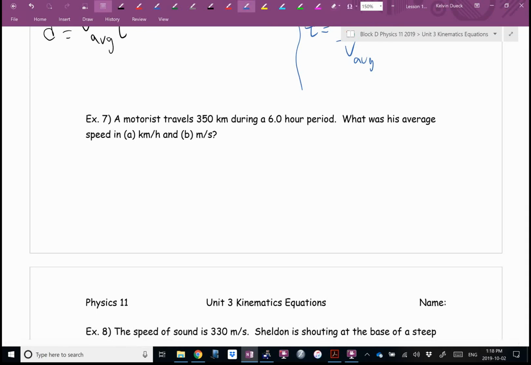The other one, don't write this down, we're going to include this in our notes later on, is DFIC. DFIC stands for list your data, that's what the D stands for, data. F stands for find a formula. I stands for insert the numbers. The C stands for crunch the answer, calculate the answer.